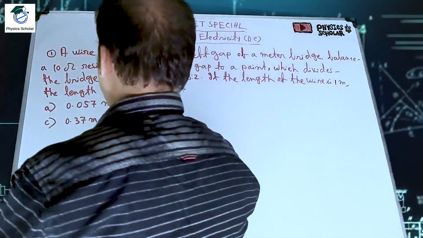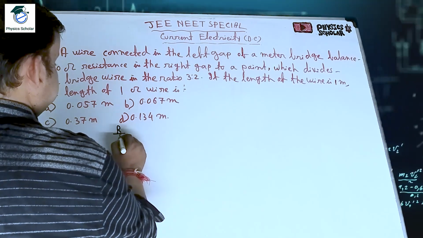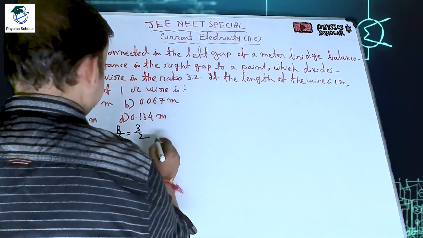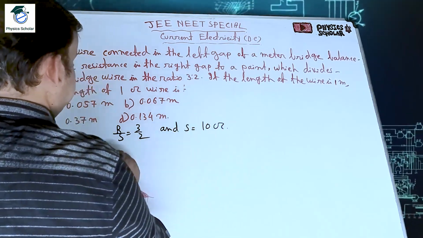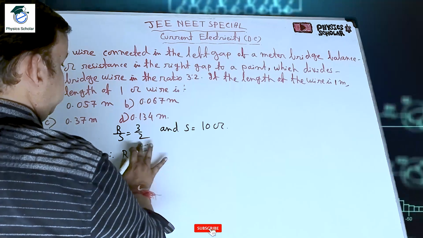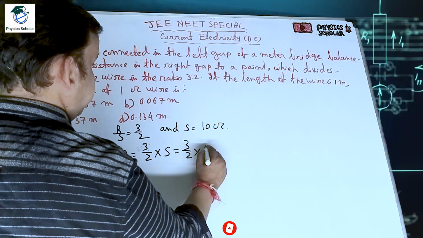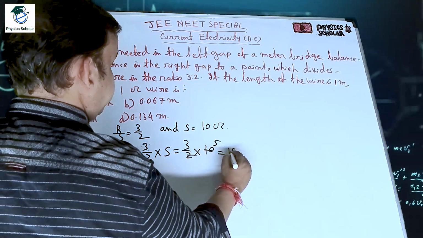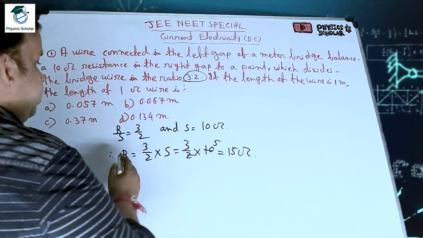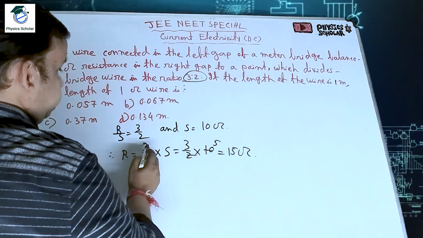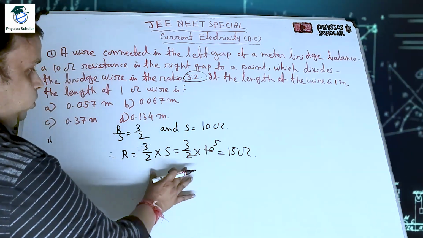Here, what do we know? R by S is equal to 3/2, because the ratio is given as 3:2. And S is equal to 10 ohms. So R is equal to 3/2 into S, which is 3/2 into 10, so R is equal to 15 ohms. Up to this it is clear to you.